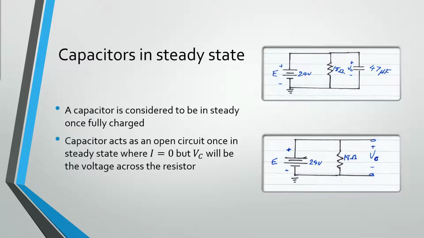So capacitors in steady state means they are fully charged, and these diagrams will show that the capacitor will actually act as an open circuit once steady state has been achieved, where there will be no current, but the voltage will be the same as what's across the 18 ohm resistor.